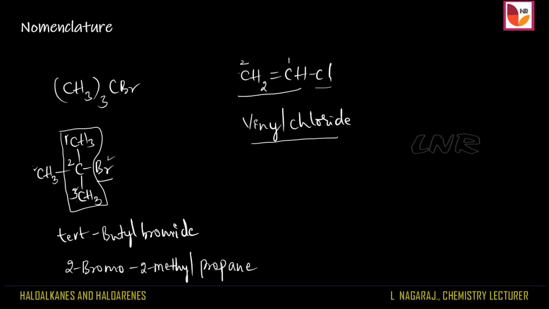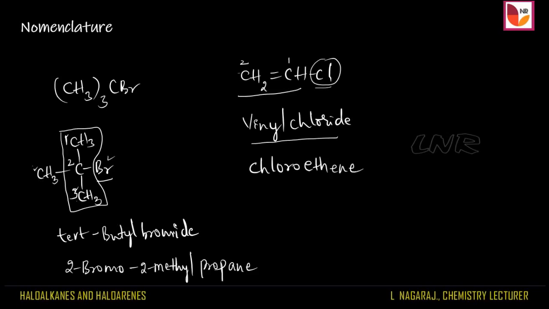It contains 2 carbon atoms and the substituent group is Cl, so it is written as chloro. Here there is no need to mention the position of the substituent group because it contains only 2 carbon atoms. So chloro, and the root word for 2 carbon atoms is eth, and since it contains a double bond between the carbon atoms, it is represented as ene.